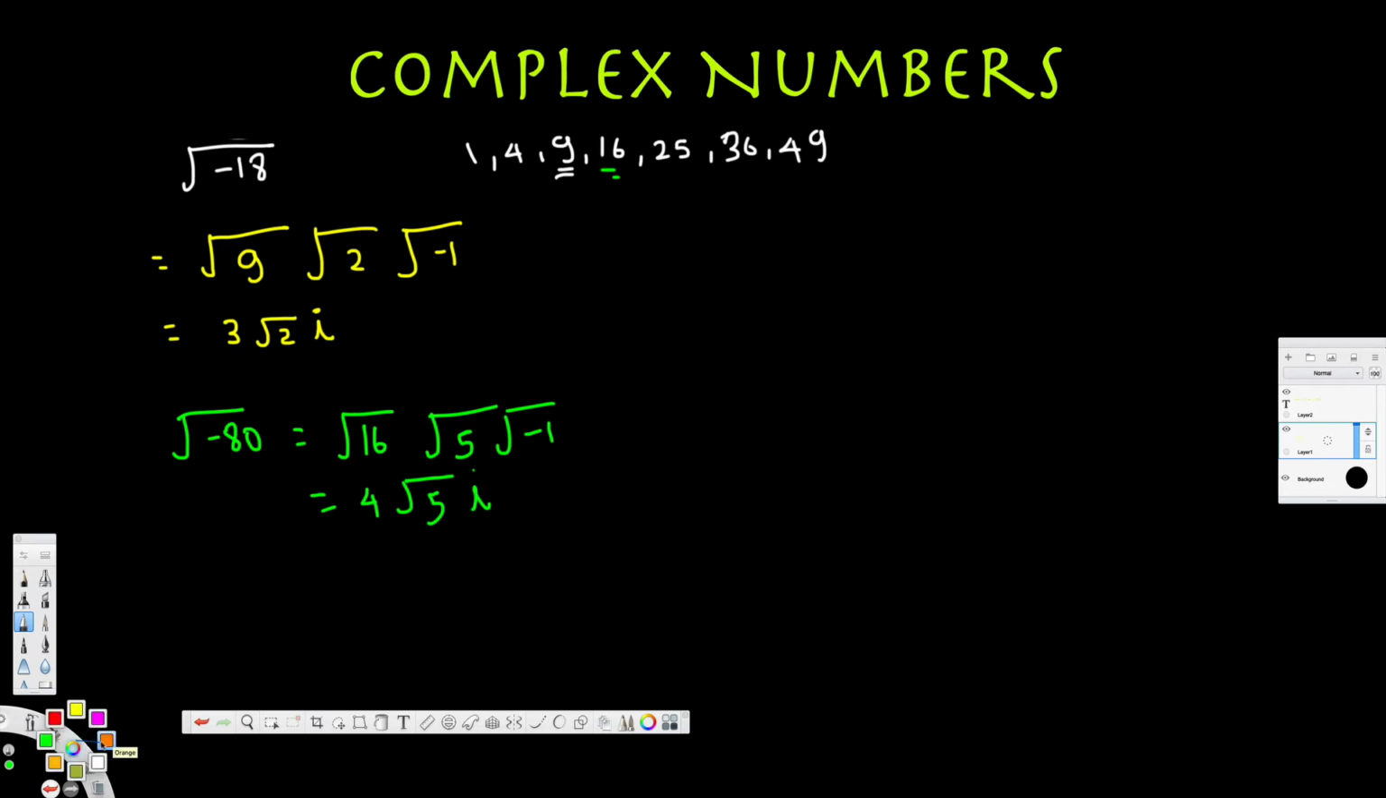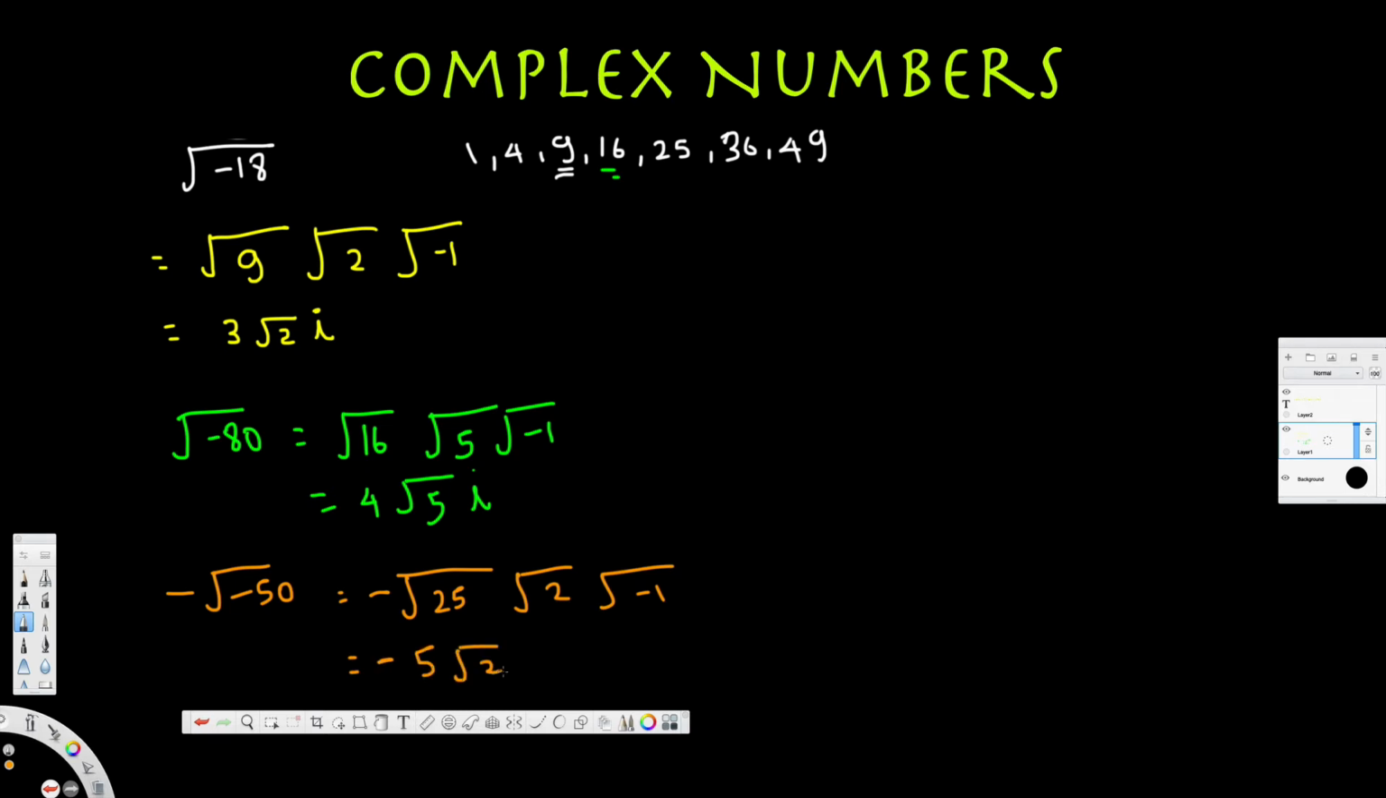Now let's look at another one. Let's say we have negative square root of negative 50. What can we do about this? The negative remains the same. Now what's the largest number? 25 is the largest number whose multiplication gives 50. 25 times 2 is 50. So 25, 2, and don't forget the negative 1. So we get negative 5 square root of 2 and then i.